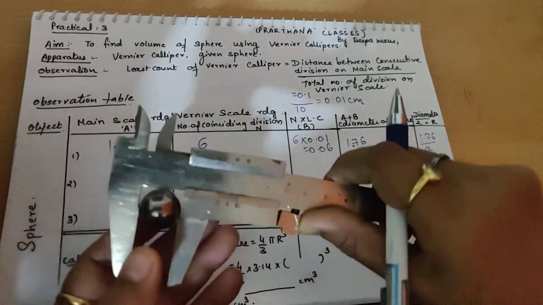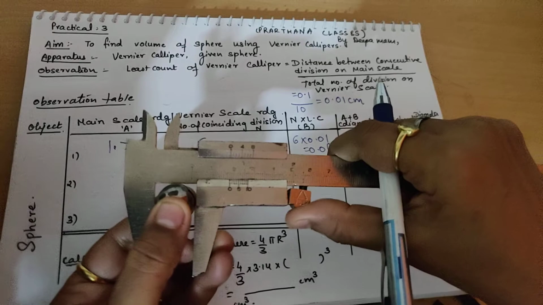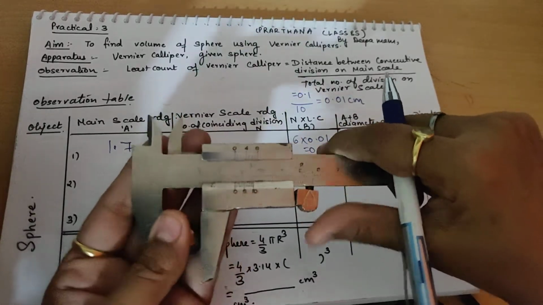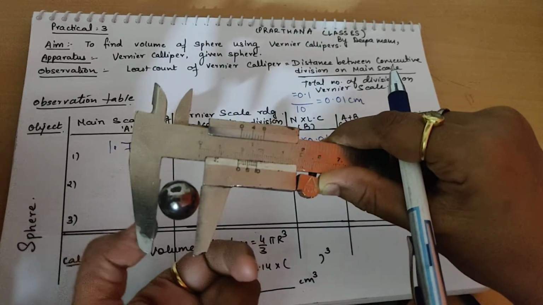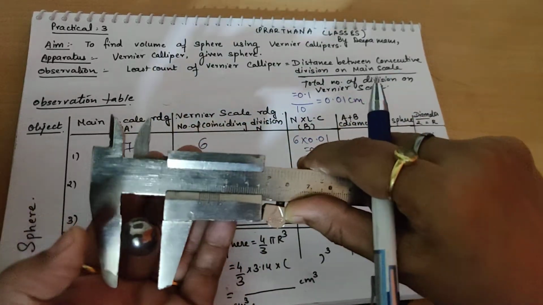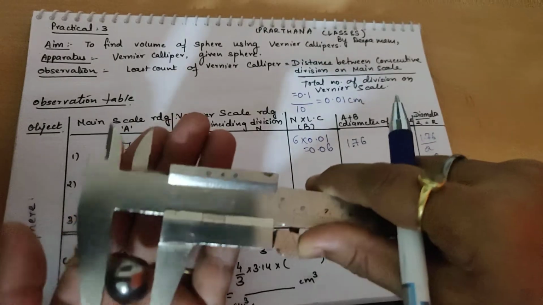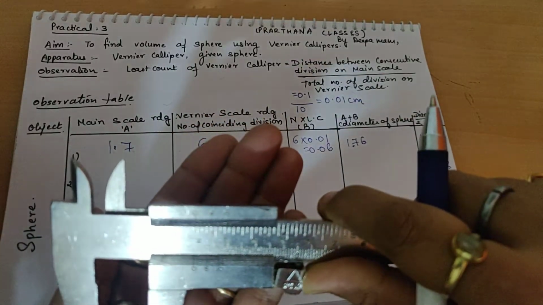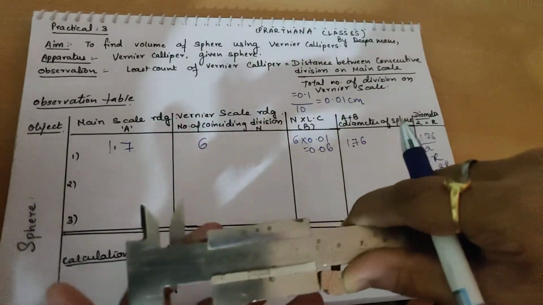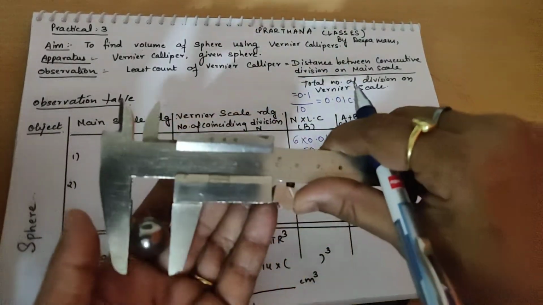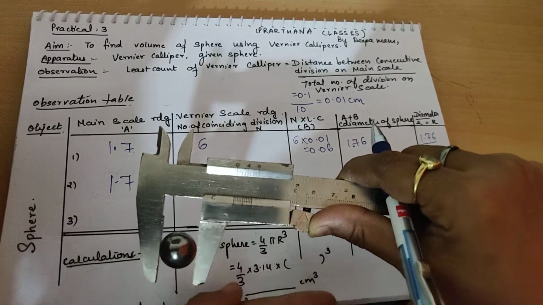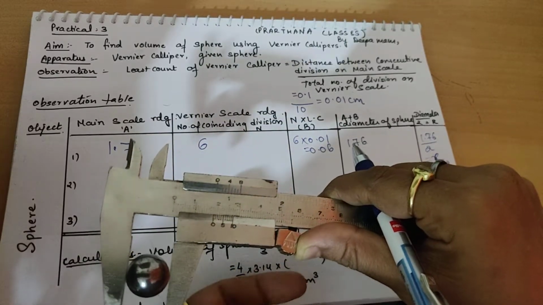Now we will take another reading also. You can take it by changing the location of the sphere, fine. The location of the sphere can be changed in the lower jaws, fine. So according to this, again we take the reading. Again it is between 1.7 and 1.8, so we will write 1.7, fine. So this is the main scale reading.